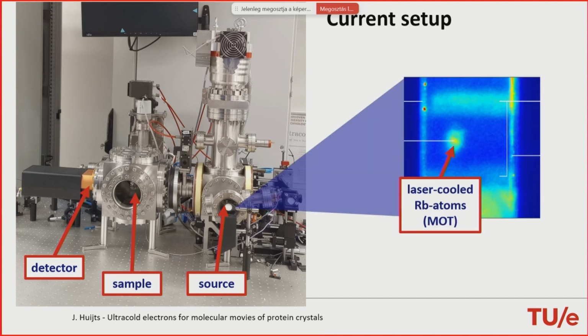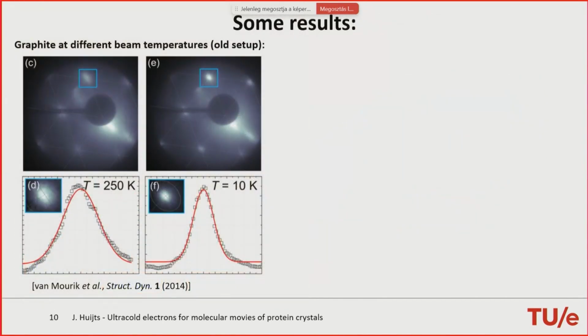What you see here is a fluorescence image of these laser-cooled atoms in here. So if you shine on them with a specific wavelength, you get fluorescence, and you can actually see this cloud of ultra-cold rubidium atoms. So we ionize these, which creates this electron pulse, which is then accelerated onto the sample, which is inside this chamber. And then the diffraction pattern is detected on this direct electron detector. So that is the setup.